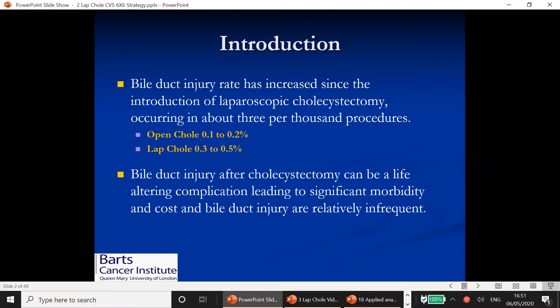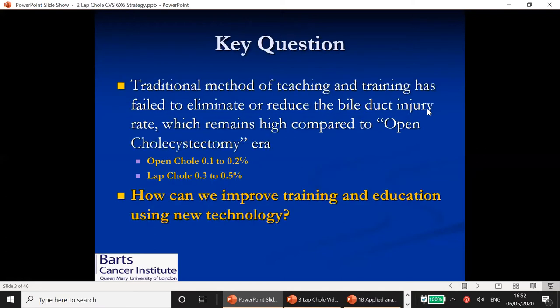Now, we all know that bile duct injury after cholecystectomy can be a life-altering complication, both for the patient as well as for the surgeon. And the key question here is that the traditional methods of teaching and training have failed to eliminate or reduce the bile duct injury rate. So how can we improve training and education now with technology to have an impact on this?